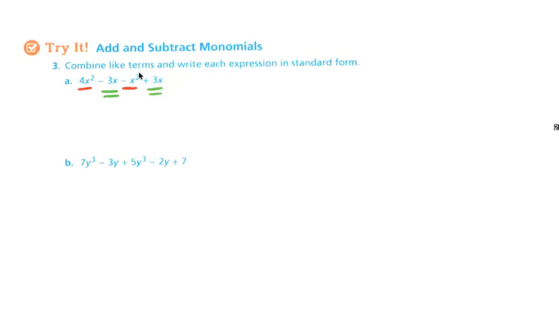If you want, you can rearrange it: 4x squared, negative x squared. Again, notice that because the sign in front of it is negative, the x squared is negative. And then we have a negative 3x and a positive 3x. Same idea, the sign in front of it, so this 3x is negative. When you subtract, remember there's like a 1 in front of this. So 4 minus 1 is 3x squared, and then these cancel each other out.